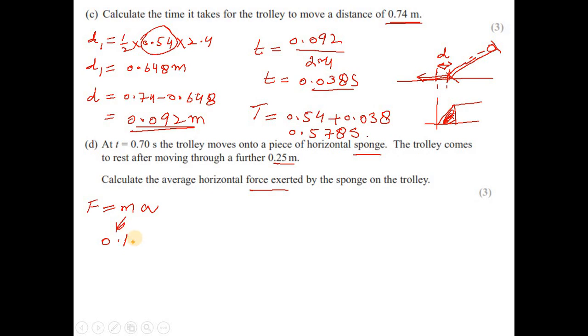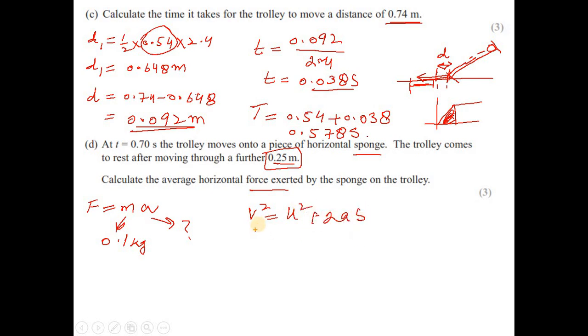0.1 kilogram, but we don't have acceleration. We found acceleration in the previous parts, but this acceleration was when the trolley was moving on the ramp. So we need to find it after that distance. This is the sponge region, and in this region we have a different acceleration. In fact, that will be deceleration. So distance is given when it is moving on the sponge, so we can use one of the equations of motion, v squared is equal to u squared plus 2as.